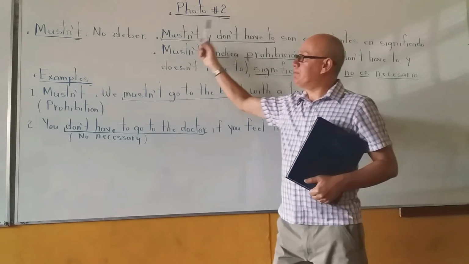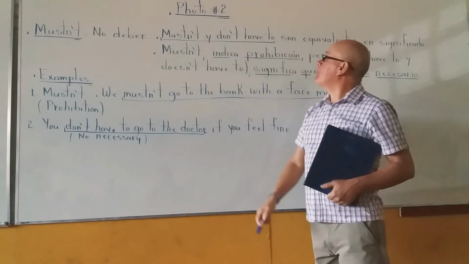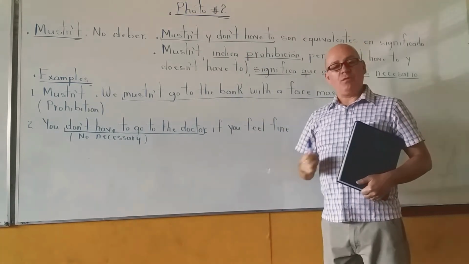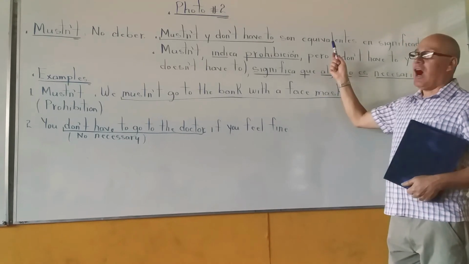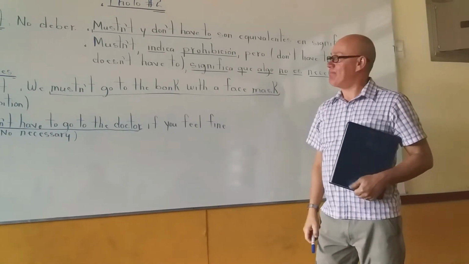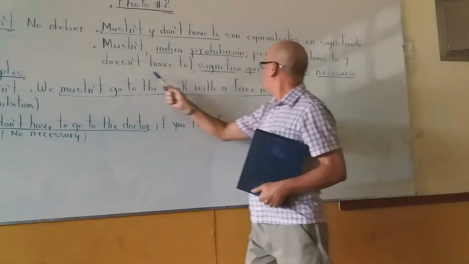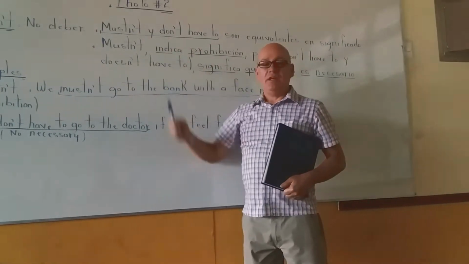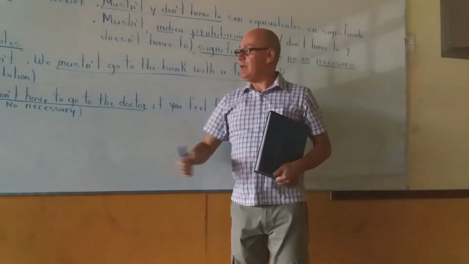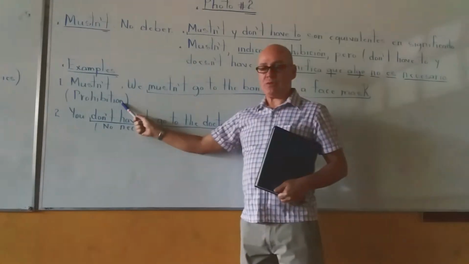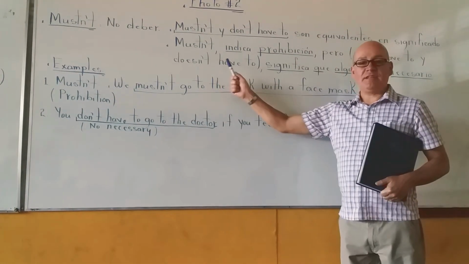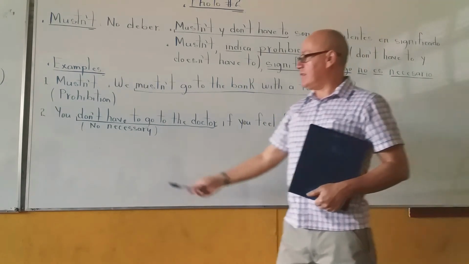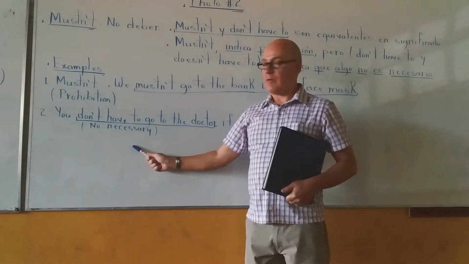Photo number 2. Mustn't. Mustn't and don't have to, or doesn't have to for he, she, and it, are not equivalent in meaning. In this case, mustn't indicates prohibition. And doesn't have to and don't have to indicate that something is not necessary.